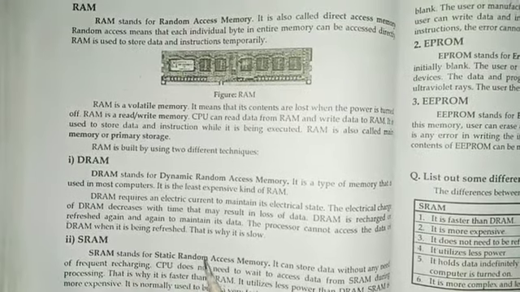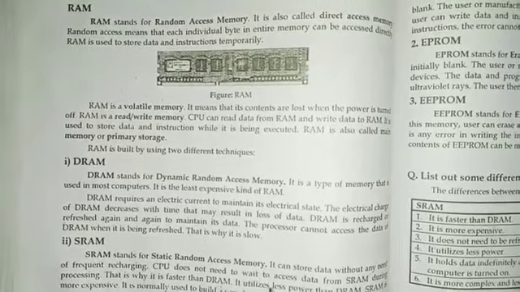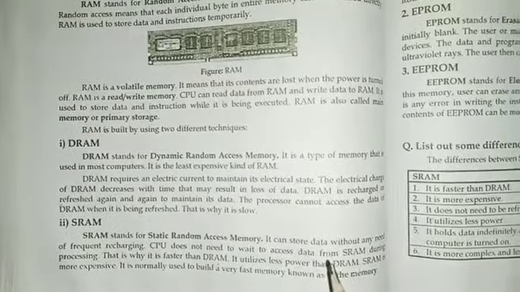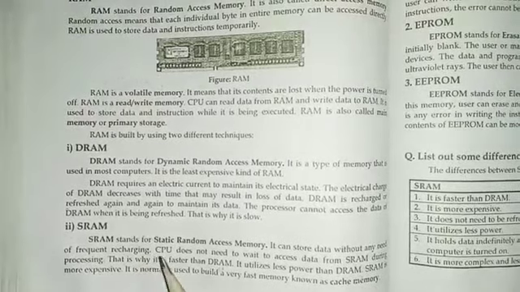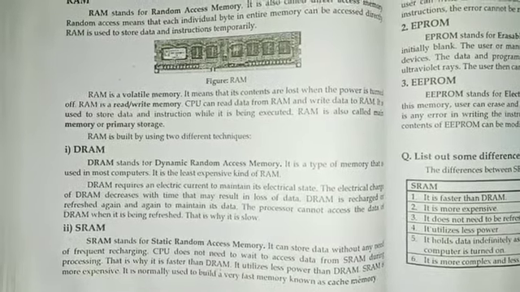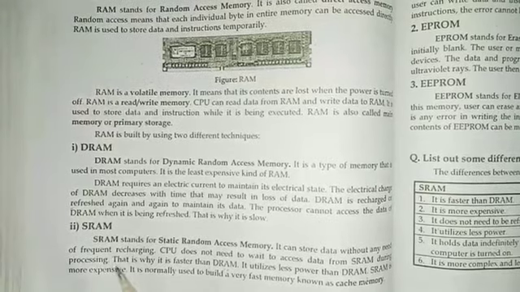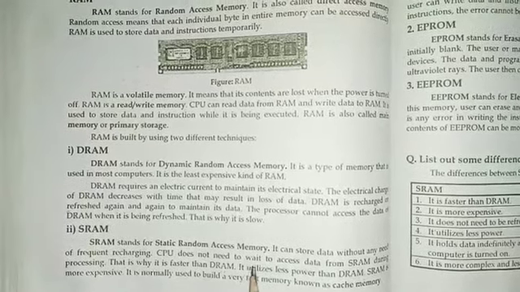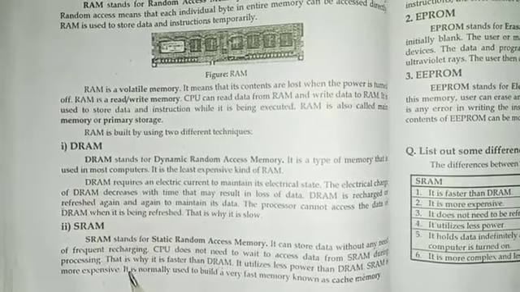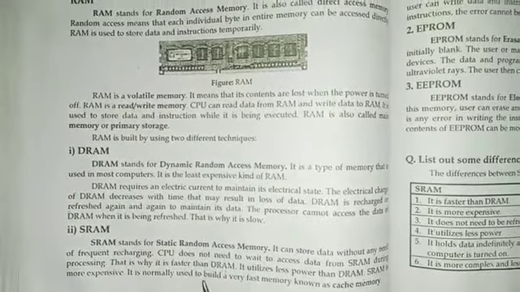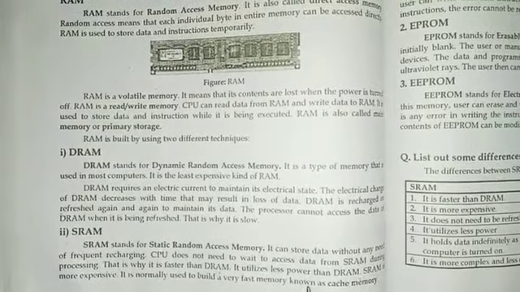The second is SRAM, which stands for static random access memory, and it can store data without any need of frequent recharging. The CPU does not need to wait to access data in SRAM during processing. That is why it is faster than DRAM, and it utilizes less power than DRAM, and SRAM is more expensive. It is normally used to build a very fast memory known as cache memory.